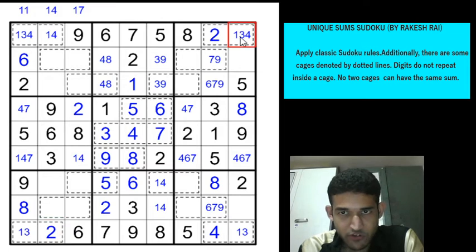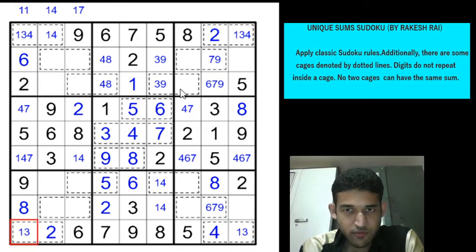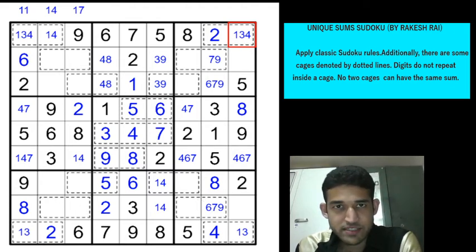So what happens if you have a 1 or a 3 in row 1 column 9? So 1 or a 3 cannot be in this cell, which immediately forces whatever comes in this cell, 1 or 3, to be in this cell. So if it is 1 or a 3, then both of these cages, the cage in row 9 column 1 and the cage in row 1 column 8, will have the same totals. But that is not permitted as per rules, as no two cages can have the same total. So which means that this cell will be a 4.